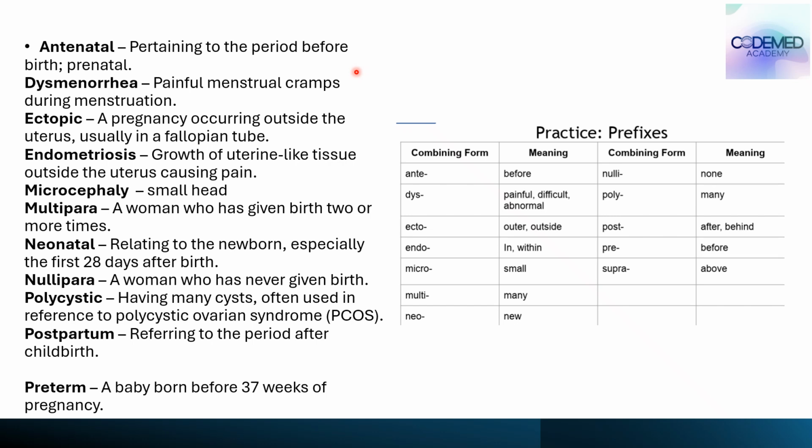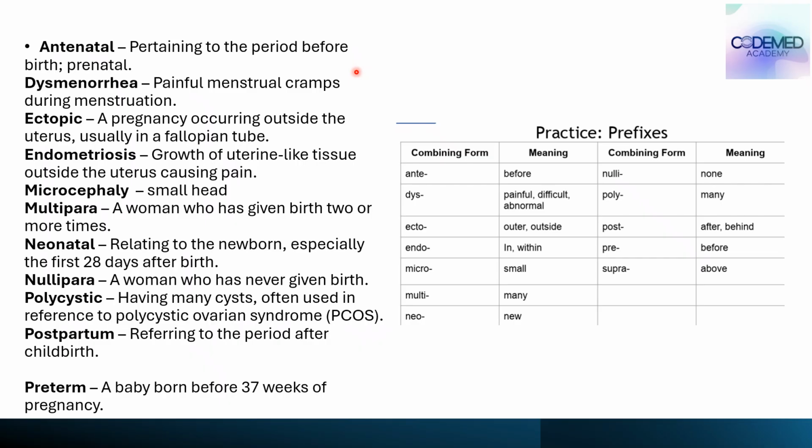Endometriosis is growth of the uterine lining tissue outside the uterus causing pain. Endometriosis means the endometrium, the innermost lining of the uterus. The cells from that are not only present in the endometrial wall, but sometimes you will find them outside the uterine wall also, and that causes pain during menstruation. Microcephaly is a small head, while macrocephaly is a larger head. Multipara is a woman who has given birth two or more times. That is, more than one is multi.